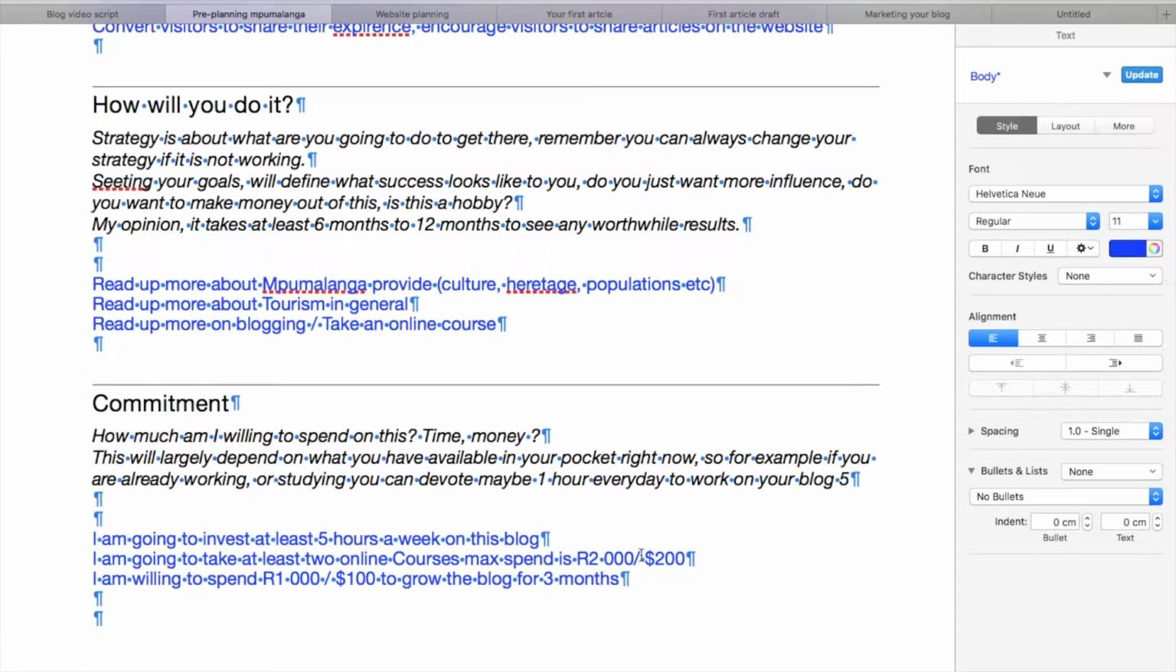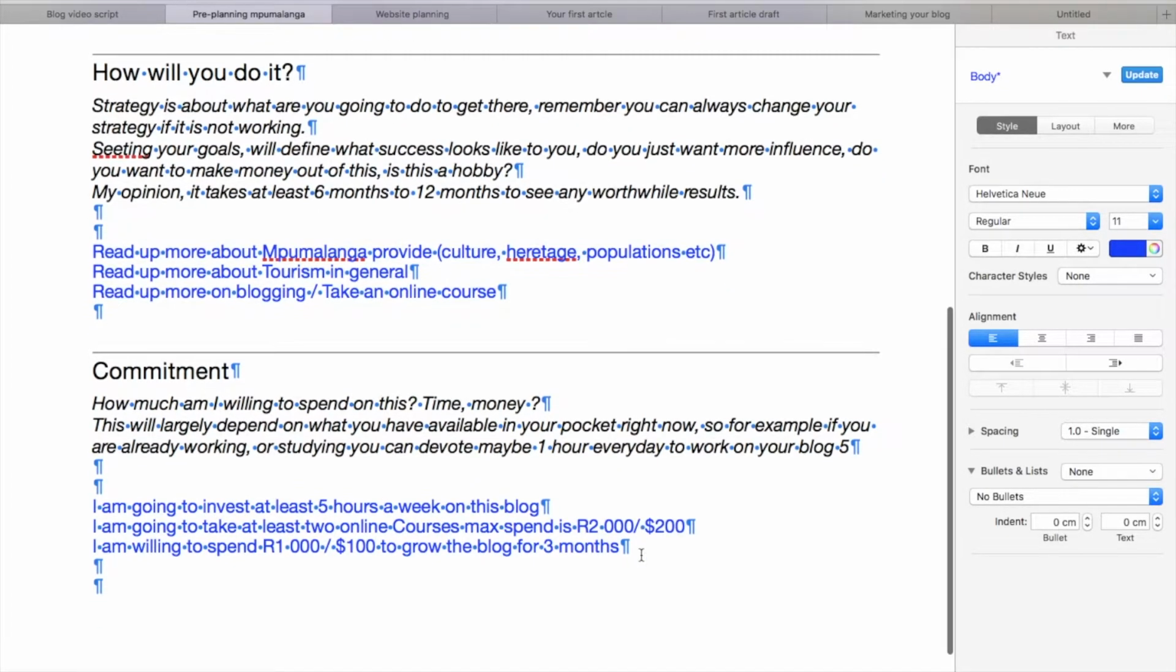The next question you need to answer is, how are you going to achieve those goals? Okay, so this is where we formulate the strategy. Strategy is about what are you going to do to get there. And remember, you can always change your strategy if it is not working. So I'm going to present you with some strategies. These strategies are not the only strategies. So you need to adapt them based on your circumstances and the blog that you're trying to create. And the most important thing, if the strategy is not working, do not be afraid to change it.